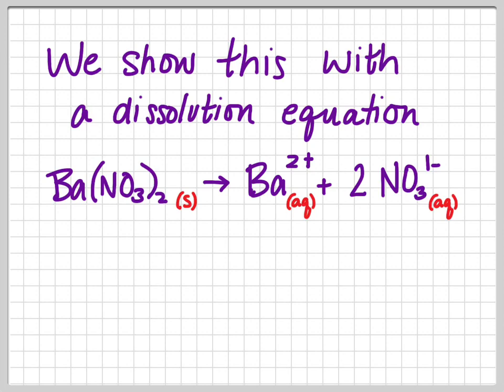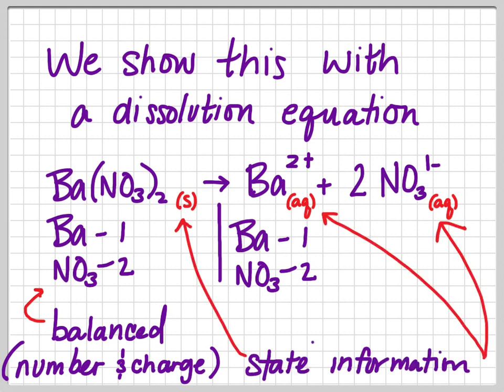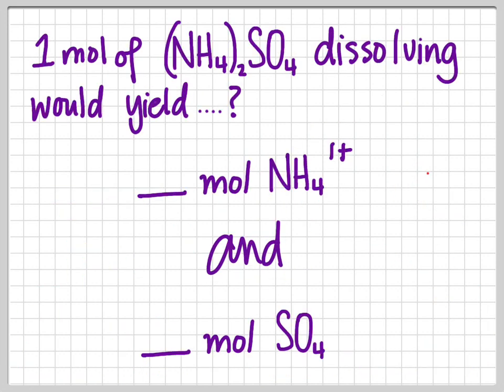So here's what I'm showing. Ba(NO3)2 in the solid form yields Ba2+ in aqueous solution plus 2 NO3 1- in aqueous solution. Now, notice that the number of ions, or the number of atoms of each type on each side of the equation is balanced, and I've included state information. That's really important.